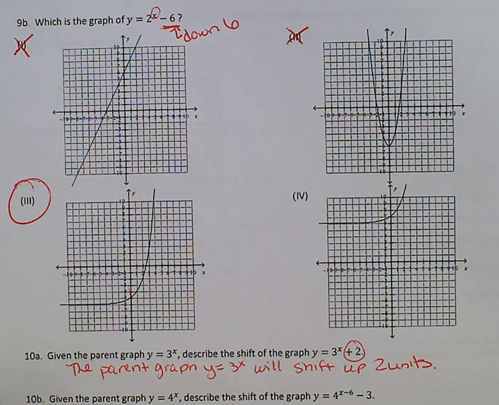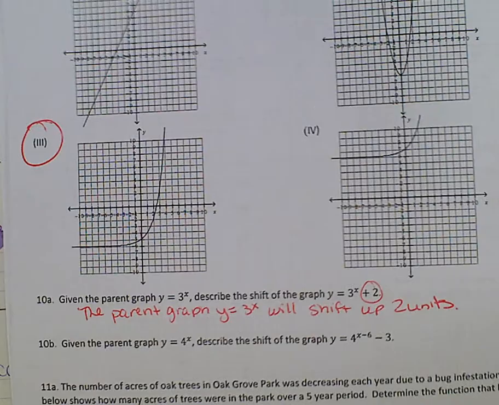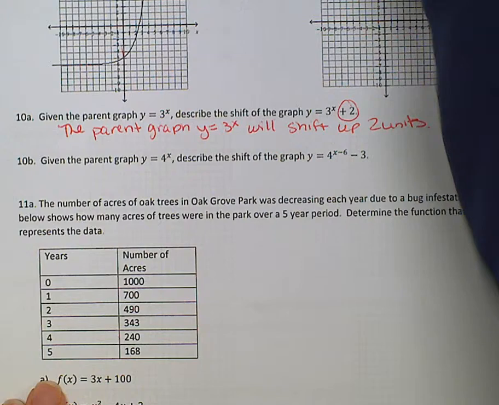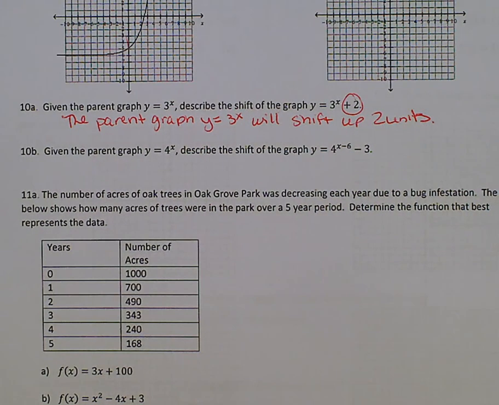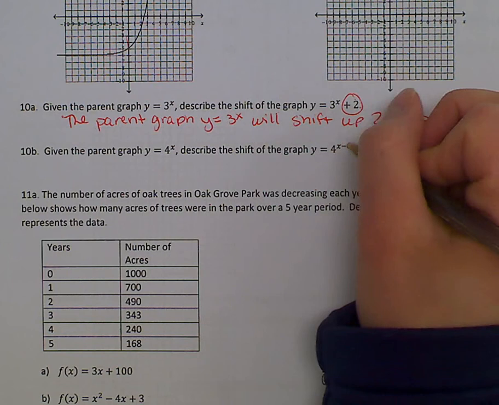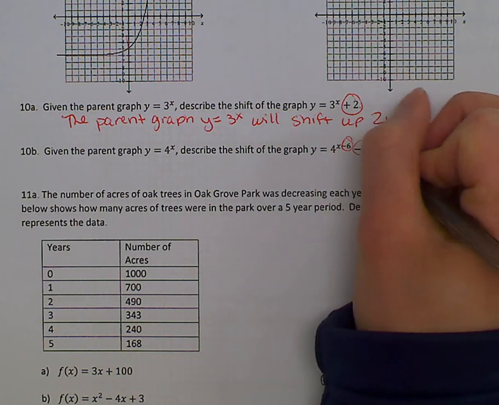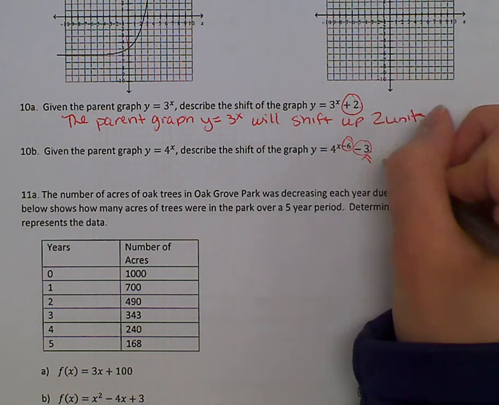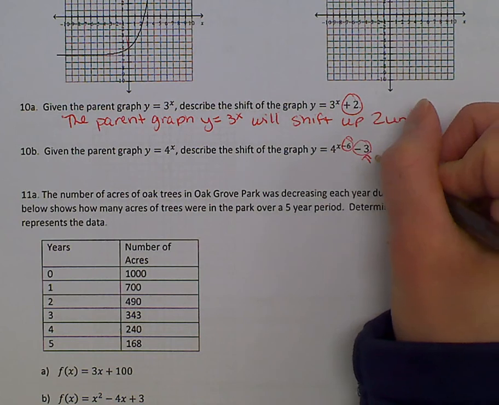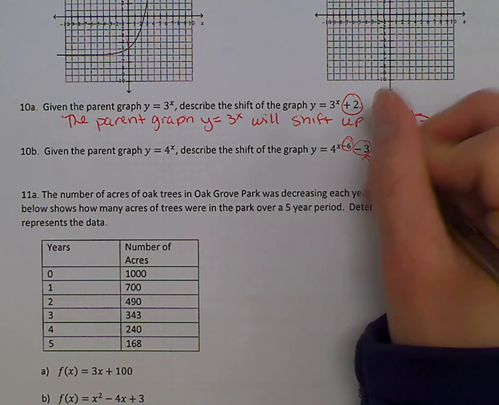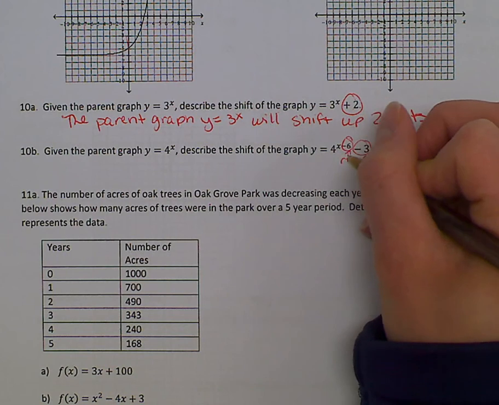Okay, in number 10b, given the parent function, y equals 4^x, describe the shift of the graph. Well, two things happen here. We have a minus 6 in our exponent, and then we have a minus 3. This minus 3, like this plus 2, is going to go 3 units down. This minus 6 we need to be careful for. It's not left 6, it's to the right 6.